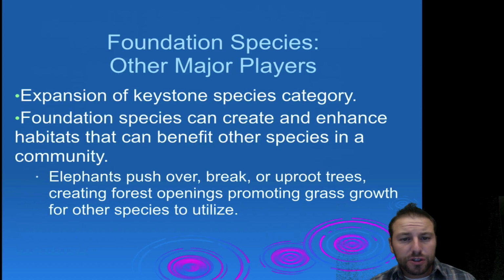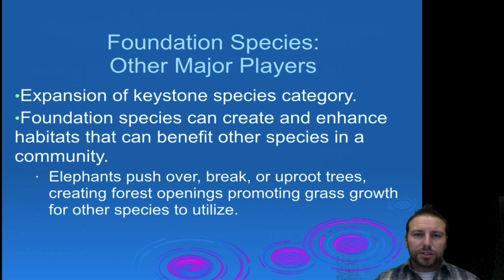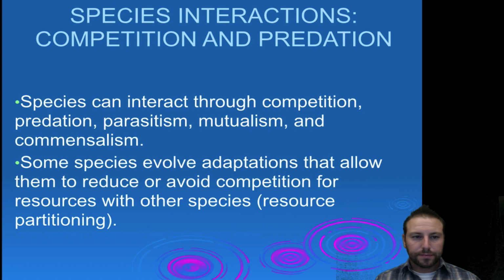Then we have foundation species. Foundation species actually open up new niches. They open up new habitat for other organisms to come on in. So elephants, for example, when they push over, uproot, or break a tree, it'll allow sunlight to come into an area so new species can grow into that region. But then also that decaying log or tree will allow for a new host of decomposers to come in.